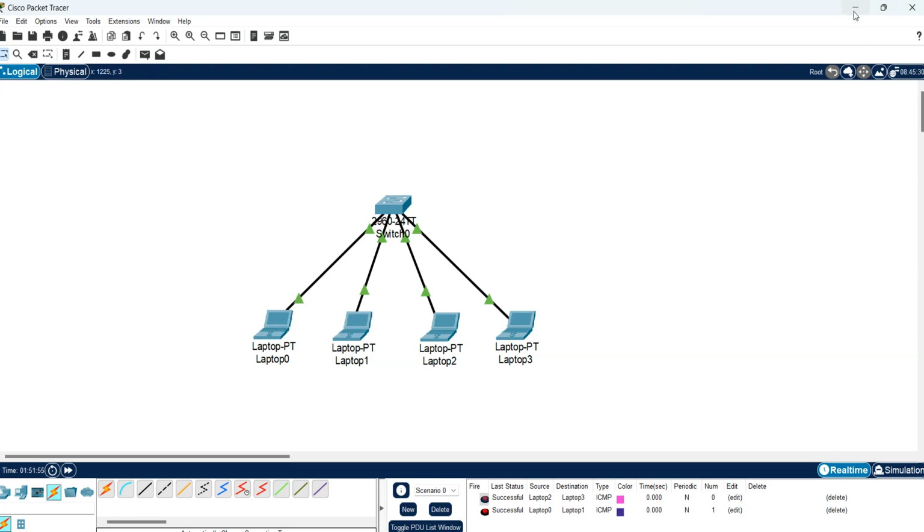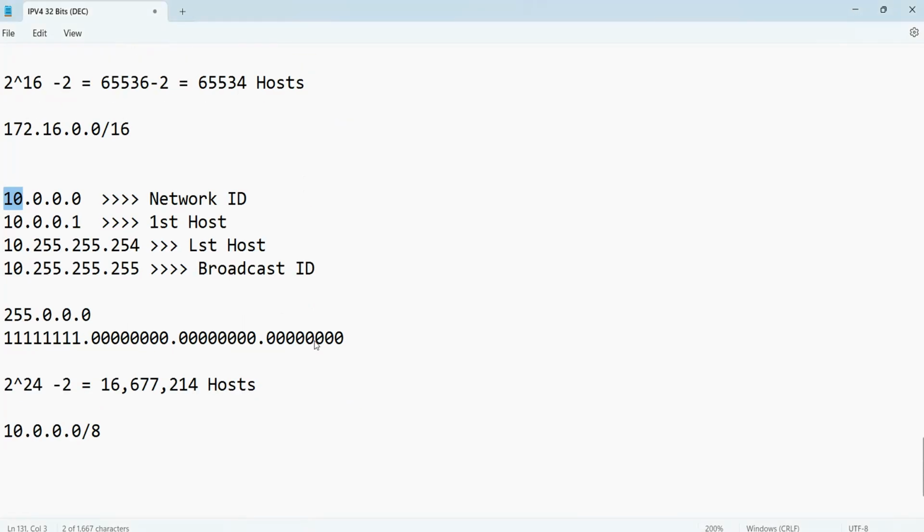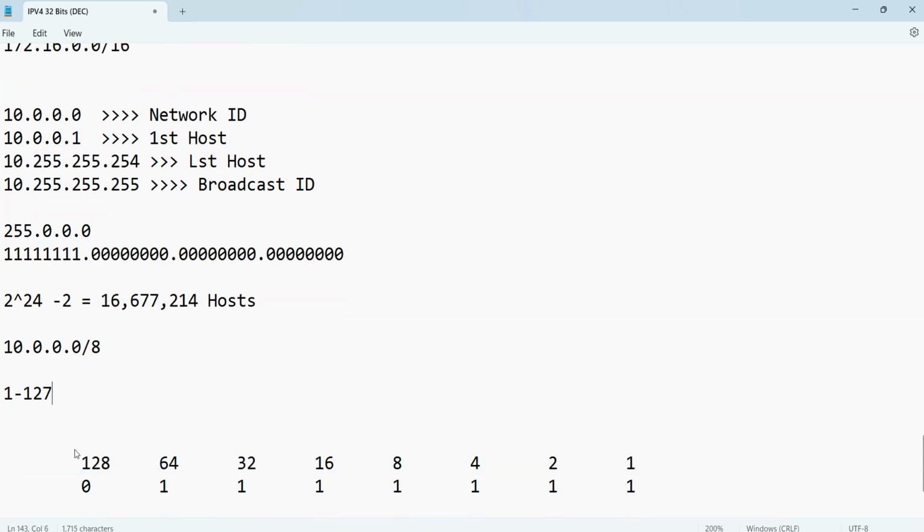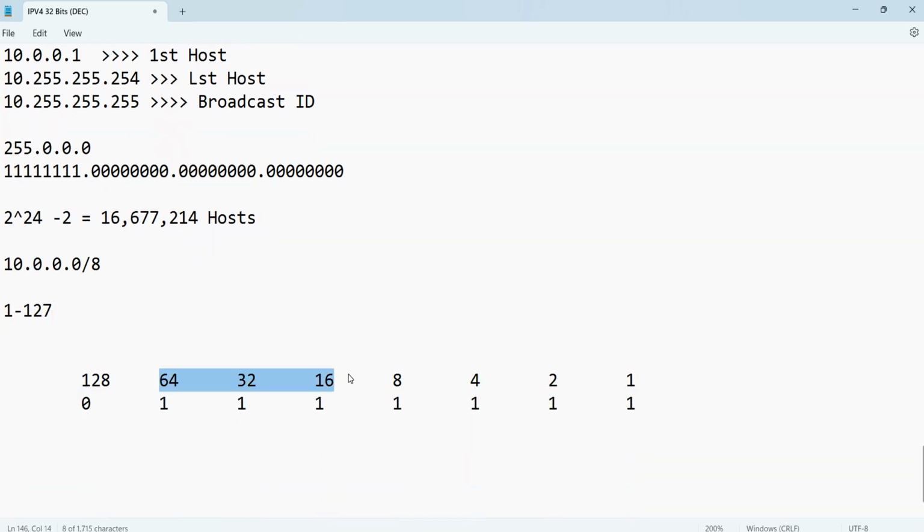So the default mask for a Class A is 255.0.0.0. It's a /8. That's the CIDR for a Class A. So I have a lot of hosts. If I want to compare and do the 128, 64, 32, 16, 8, 4, 2, and 1. So I put 0 and all ones. All right. What number do I get? It starts with 1 because I know that a Class A starts with the number 1 to 127. So 64 plus 32 is 96, 112, 120, 124, 126, 127. See that? So it goes from 1 to 127.